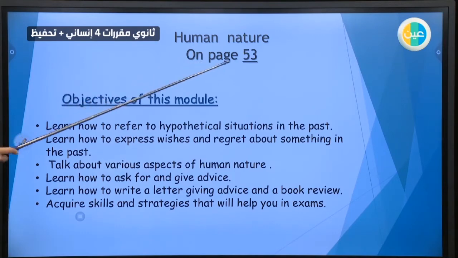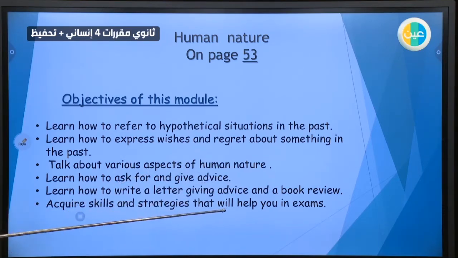So on page 53, we have the objectives for this module. Learn how to refer to hypothetical situations in the past. Learn how to express wishes and regret about something in the past. Talk about various aspects of human nature. Learn how to ask for and give advice. Learn how to write a letter giving advice and a book review. Acquire skills and strategies that will help you in the exam.